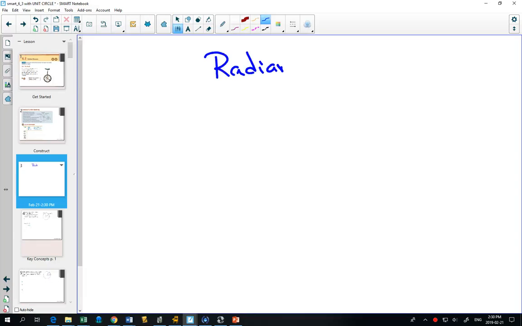Up till now, you've measured all of your angles in degrees. And now we're going to introduce you to a different way to measure an angle called a radian. Now, you've dealt with different measurements before.